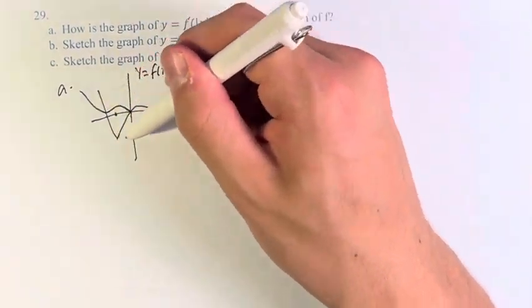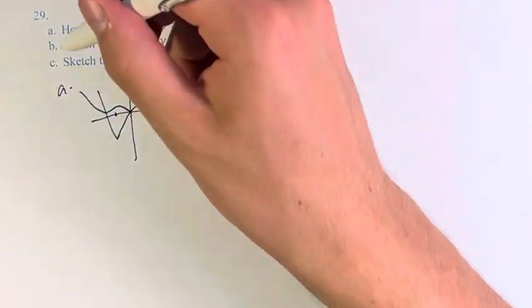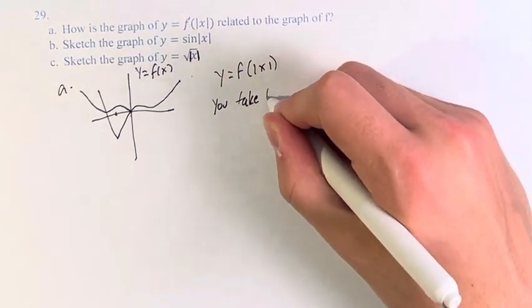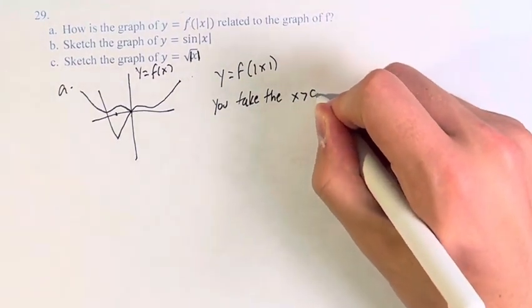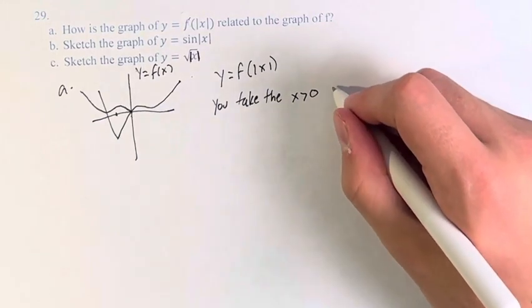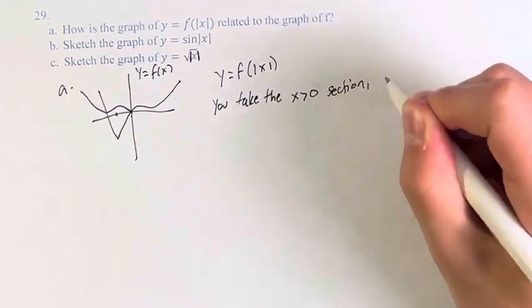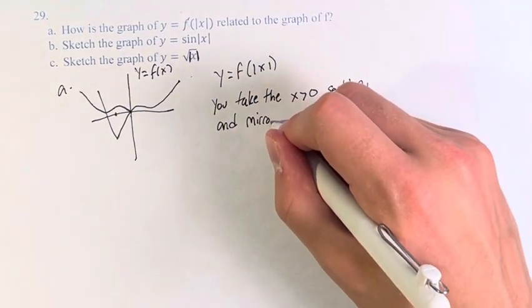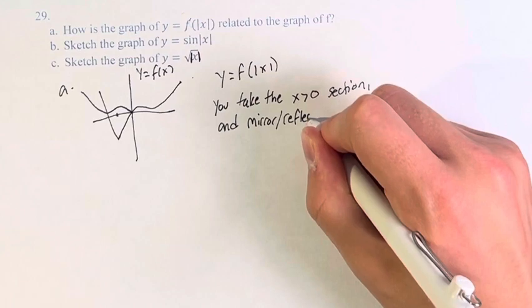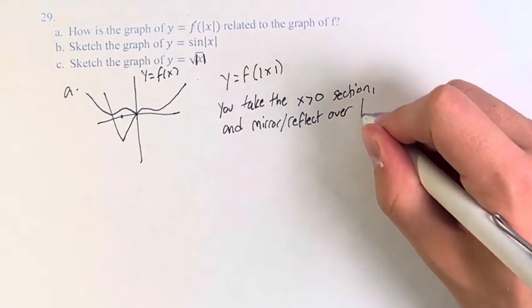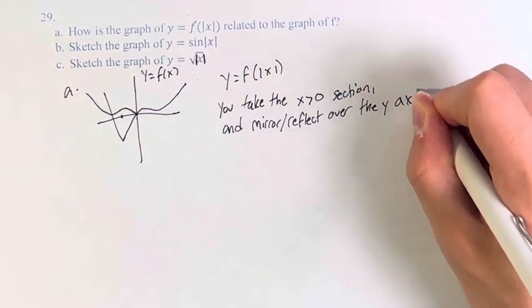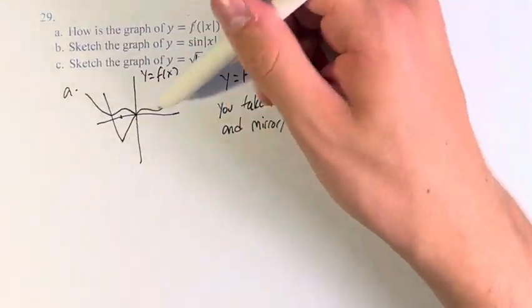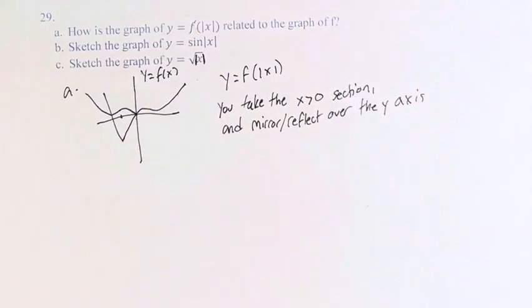We completely eliminate this other part in the negative. So how is the graph related? You take the section where x is positive, and you mirror it across the y-axis. You reflect it over the y-axis, because those negative values, which used to be different, are now just the exact same because they are made positive by the absolute value.